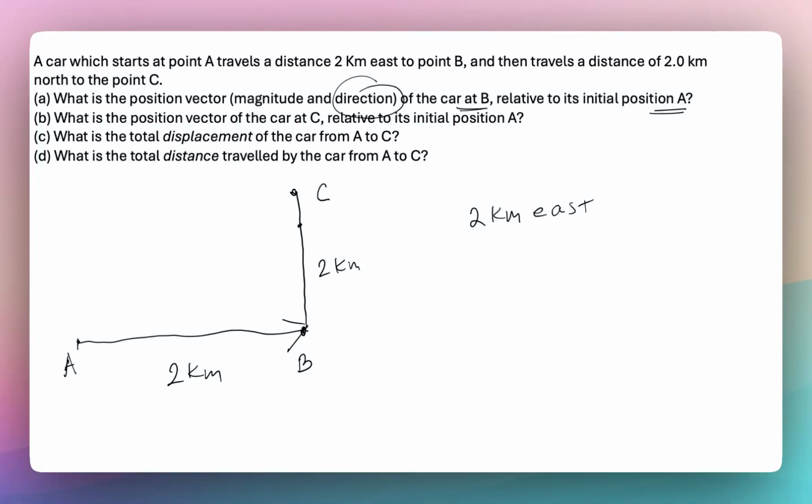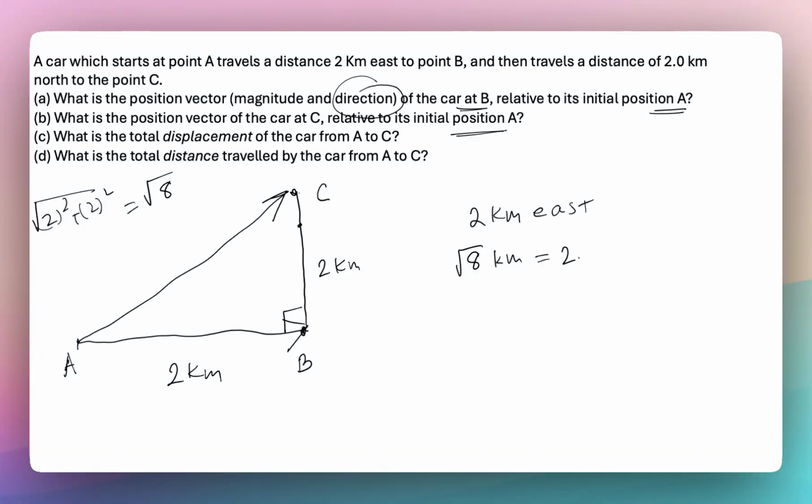Now, what is the position vector of the car at C? So the position vector is simply going to be the displacement vector, which will look like this. A straight line from A to C, and we have to measure from position A. In order to know that, we'll again use the Pythagoras theorem. This distance is going to be 2 squared plus 2 squared, which is going to be root 8, right? So this is going to be root 8 kilometers, or we can also write it as 2 root 2 kilometers. And this direction, both of them are the same, so this is going to be northeast.